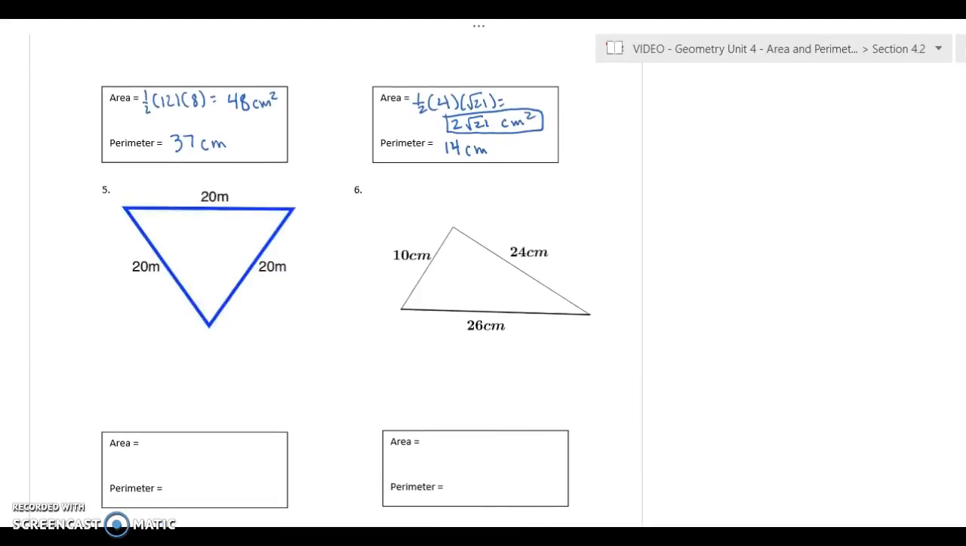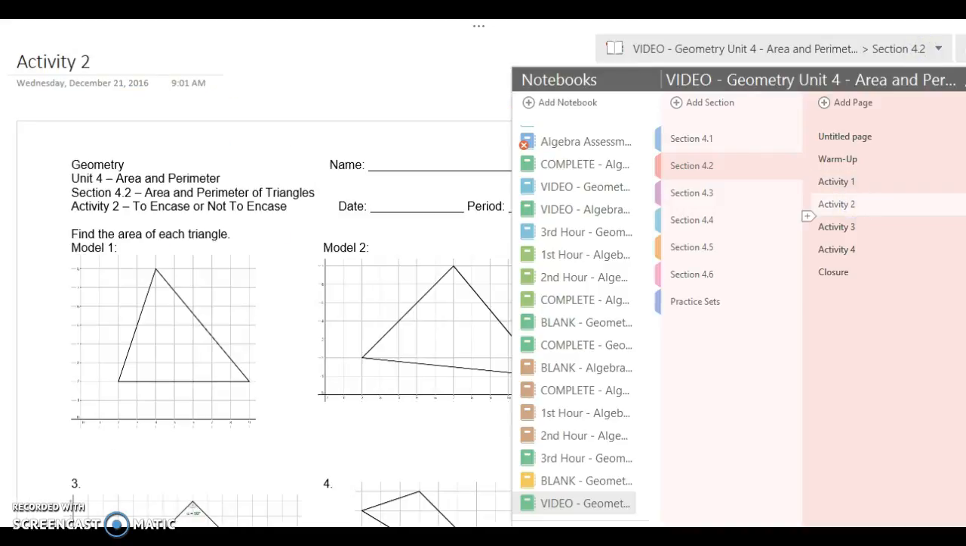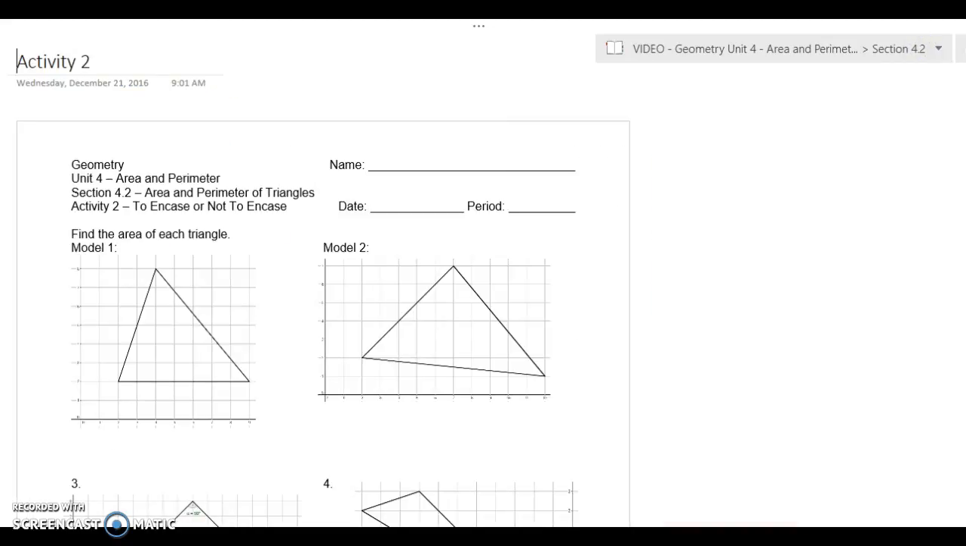Okay, so let's take a look at activity 2, or the second part of what we're going to look at, which is what happens when we have them in a coordinate plane. How do we find the area of these triangles? So in Model 1 and Model 2, we have seemingly different triangles, and they are for a very important reason.